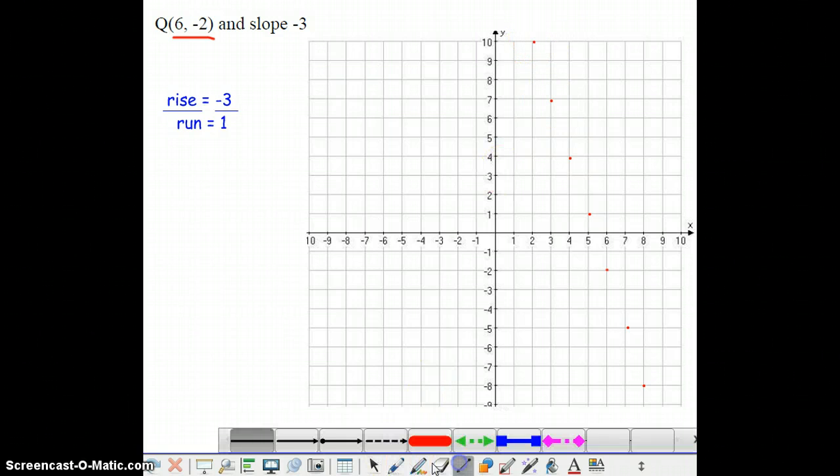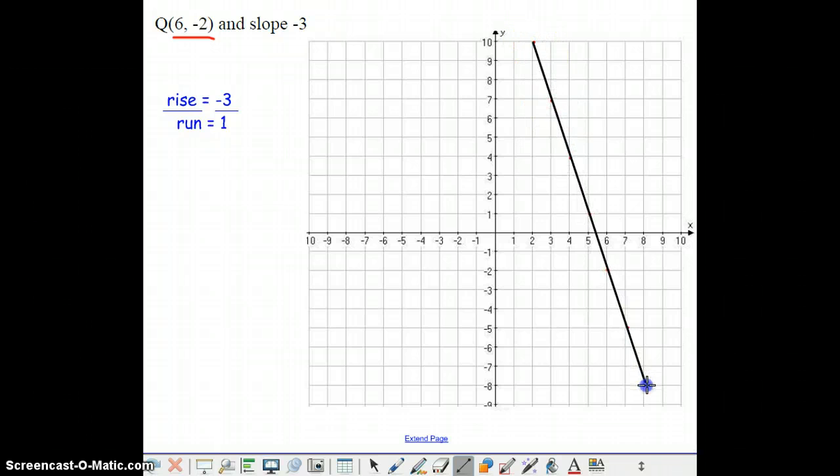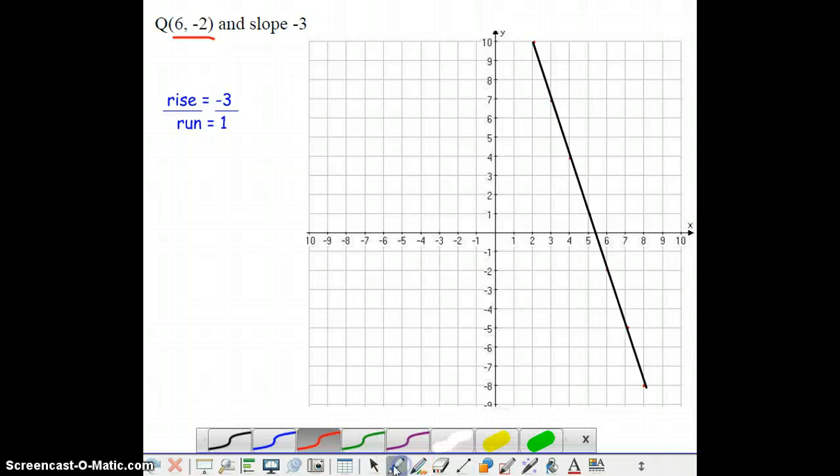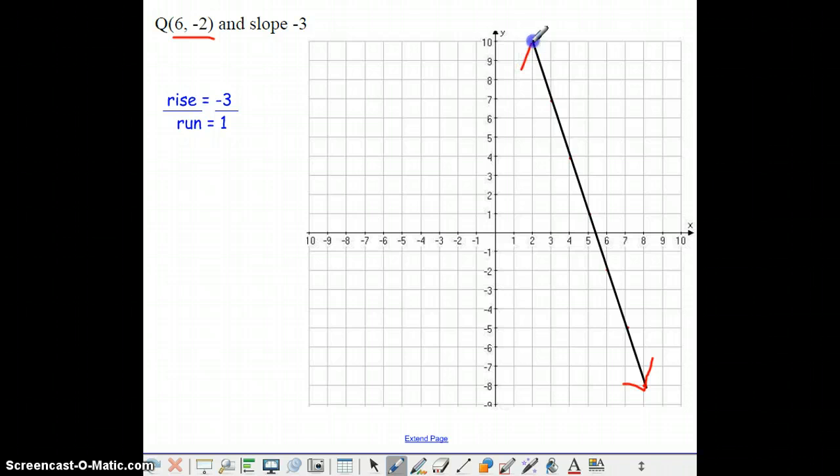So now I can draw my entire line, well, as much as I can to cover this graph. My entire line really goes on forever. Put arrowheads to show that I know it goes on forever, and we are done.